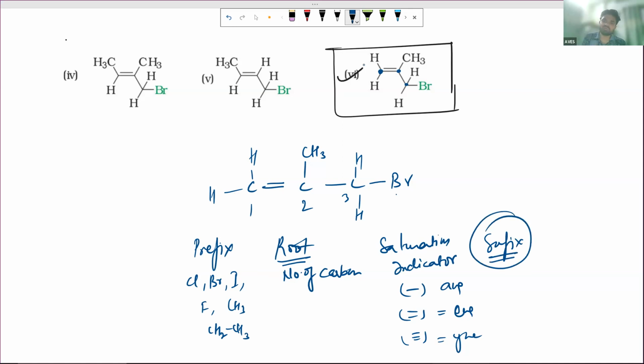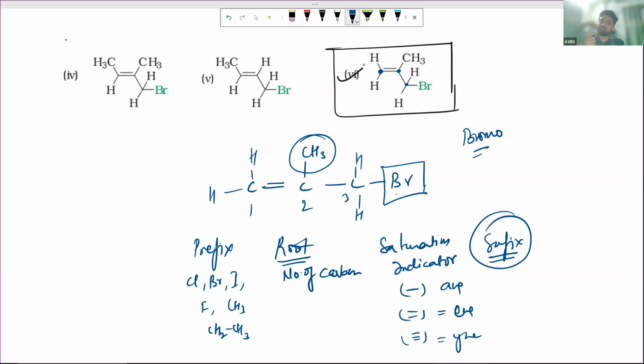So if I'm talking about this one, first tell me the name. First you have to write the prefix. Is there any prefix present? No. On the third carbon we have bromo. Yes, sir. And on the second carbon we have methyl. So should I write the name of methyl first or bromo first?